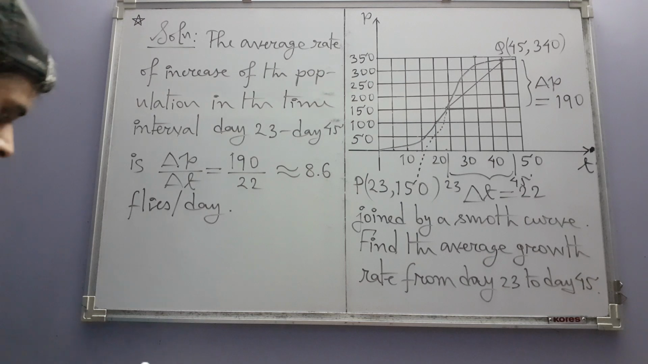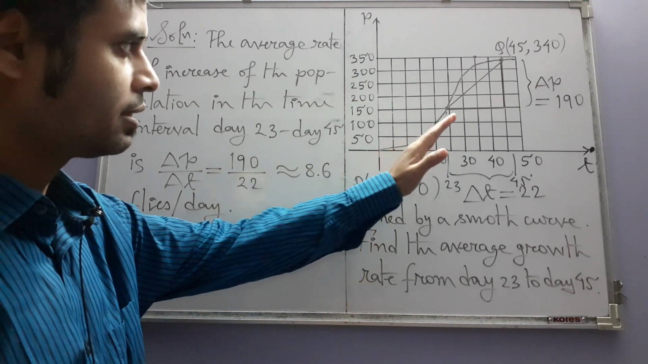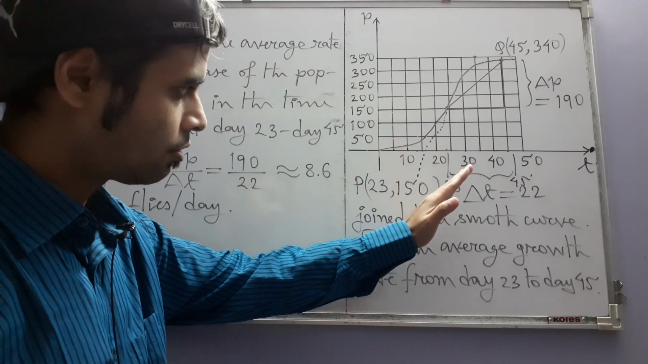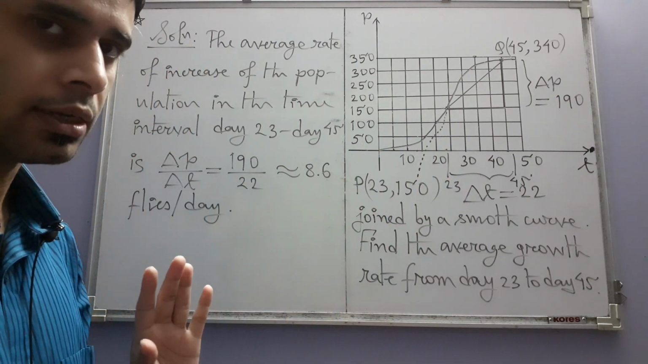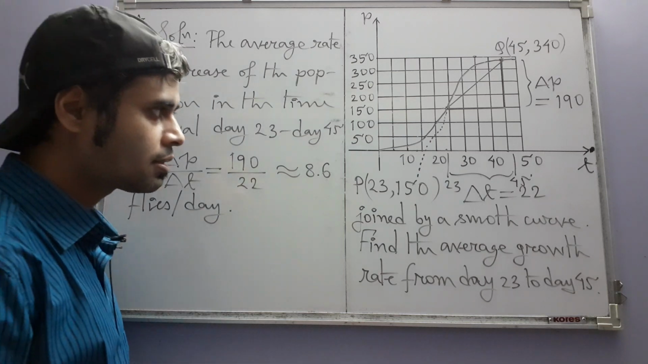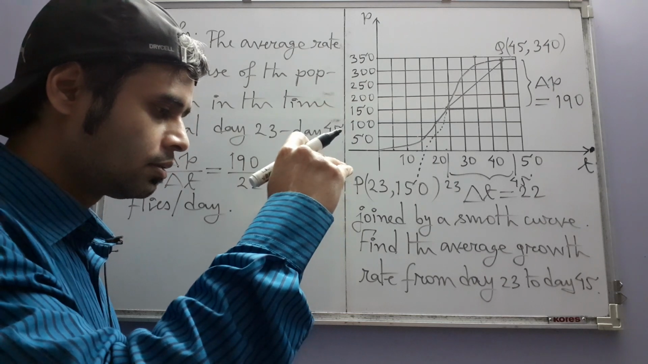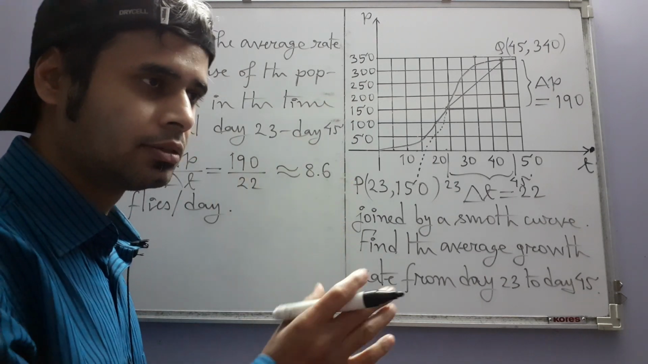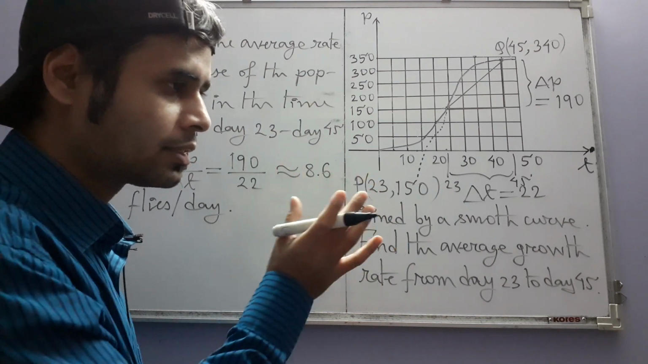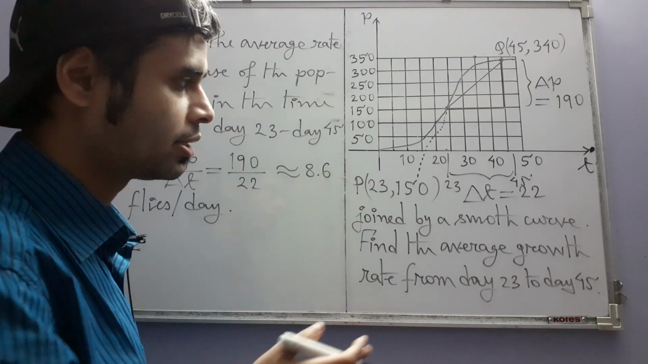And then in example 4, we have been asked to find the rate on day 23 itself. So that is going to be the instantaneous rate. So just like how we calculated the average, I should not say average speed, but speed at the instant 1 second of the falling rock. Do you recall how we calculated that?